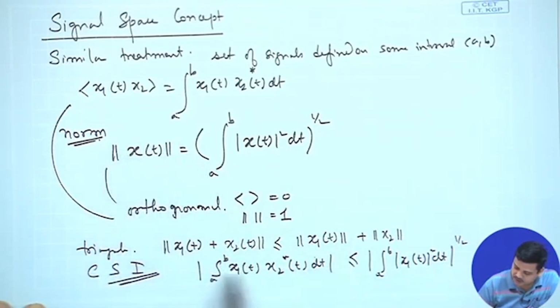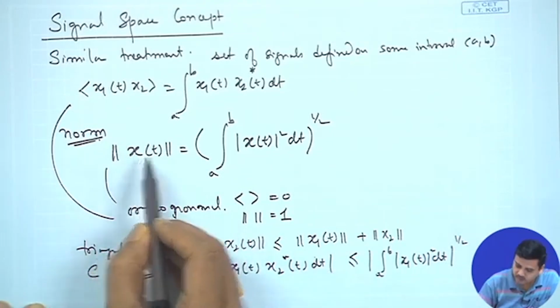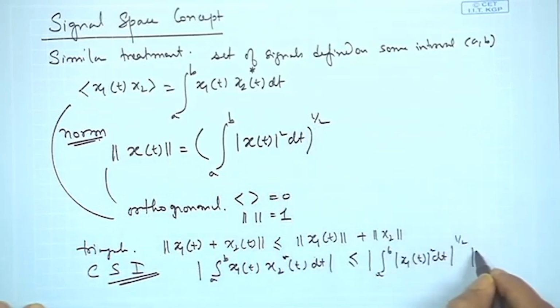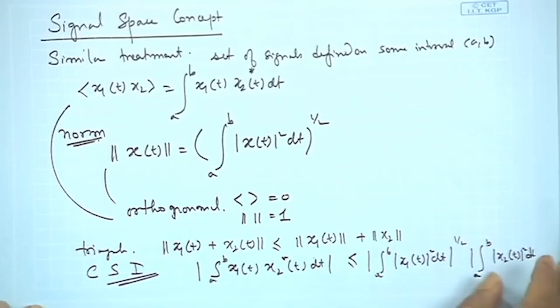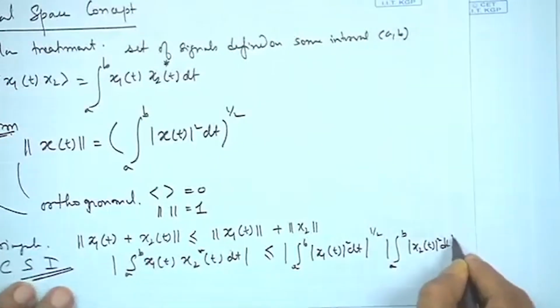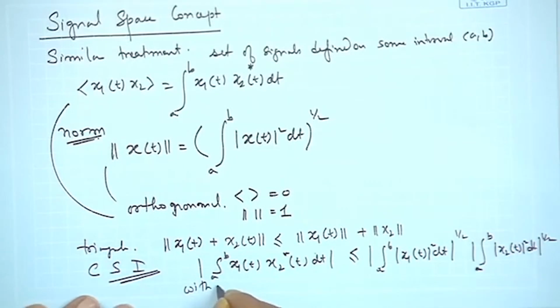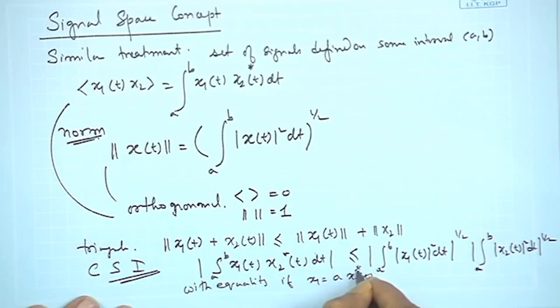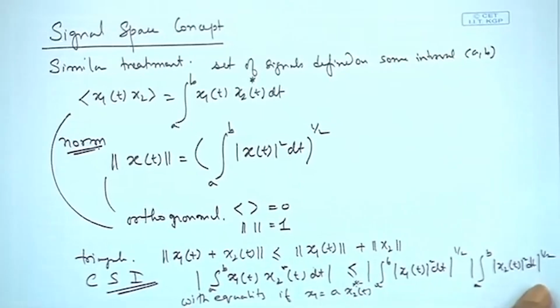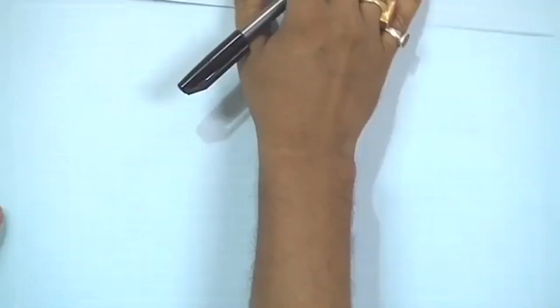So, remember this inner product is less than or equal to the norm of the first and the norm of the second. This is slightly different in notation, but it is the same thing that we have, raised to the power of half, right. And that holds with equality if x1 is equal to a times x2, and if it is complex, then of course you have a complex constant. So, that is how these relationships hold.